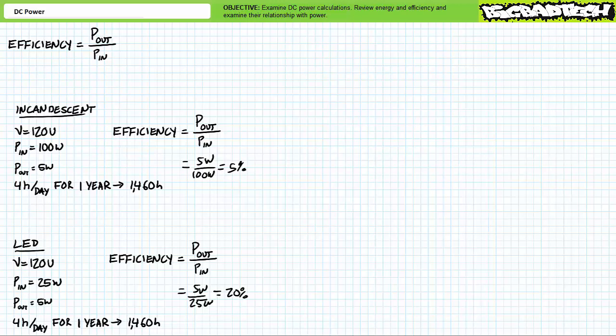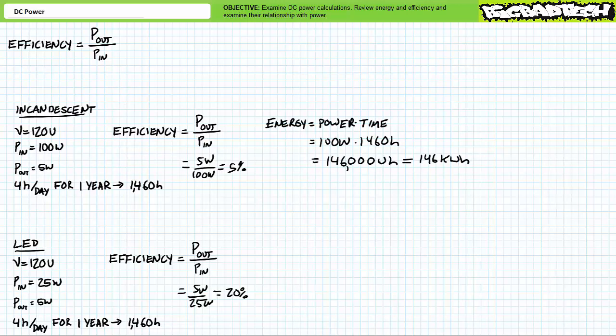Let's say we use these bulbs for 4 hours a day, 365 days a year. This amounts to an annual usage of 1,460 hours. Energy is power times time. Over the course of a year, the 100-watt incandescent bulb consumes 146,000 watt-hours, or more appropriately, 146 kilowatt-hours of energy.